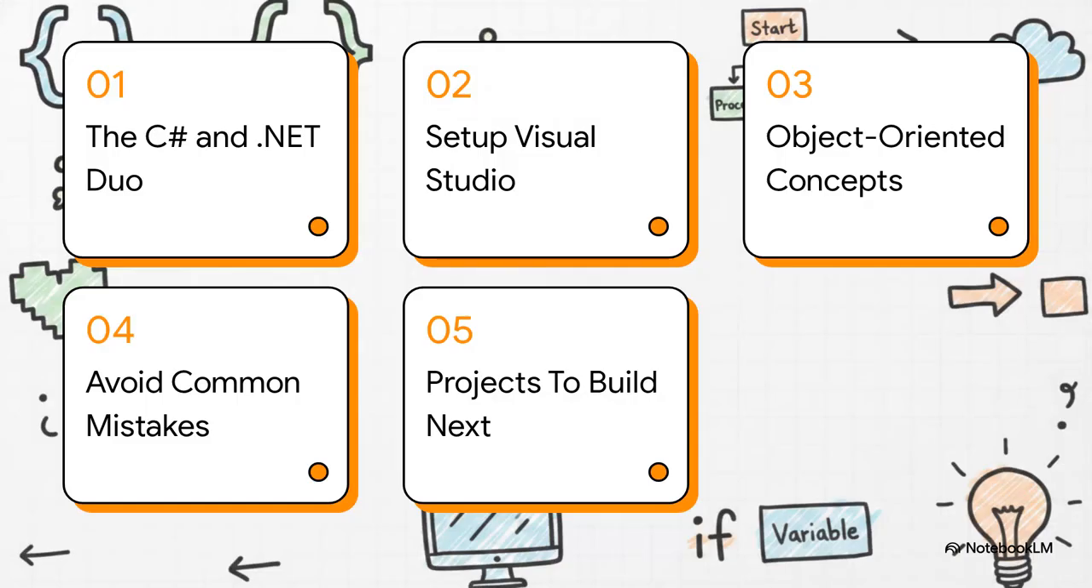To keep things super focused and prevent any cognitive overload, here's our step-by-step agenda. First, we'll look at the C# and .NET ecosystem. Second, setting up Visual Studio. Third, core object-oriented concepts. Fourth, common beginner mistakes. And finally, some awesome projects you can build next.